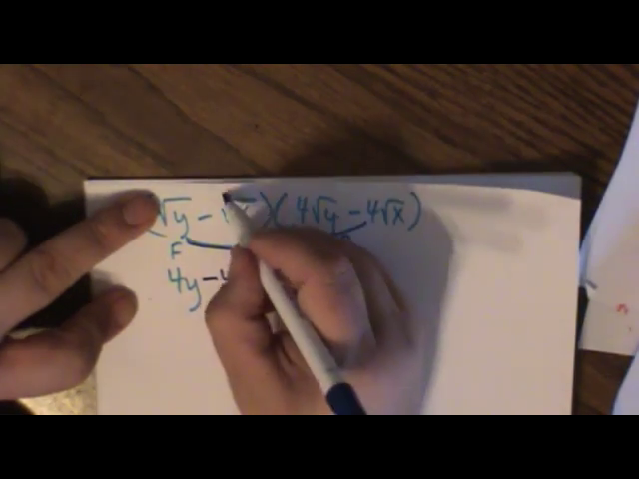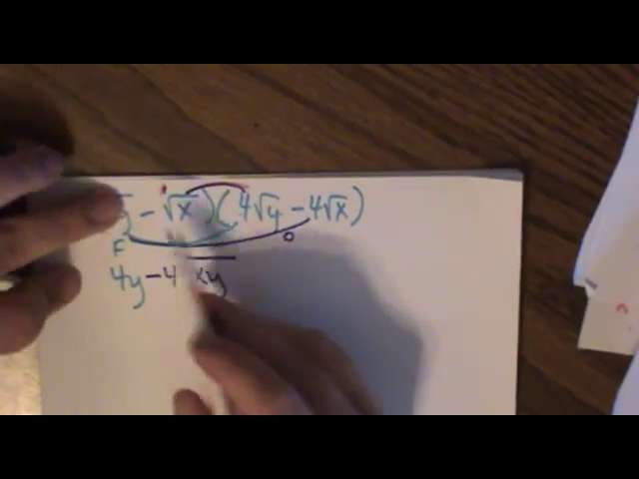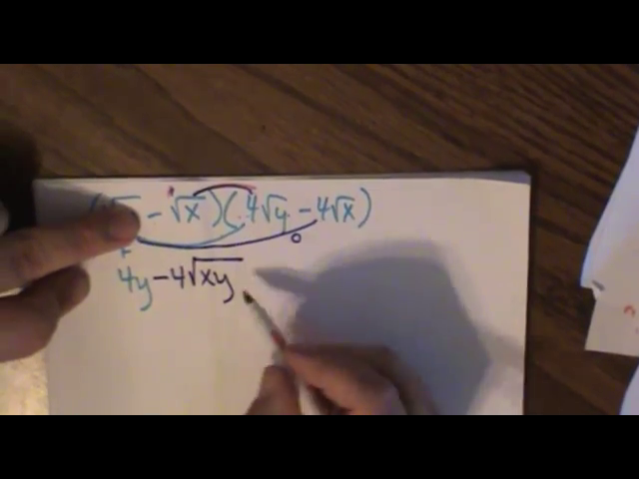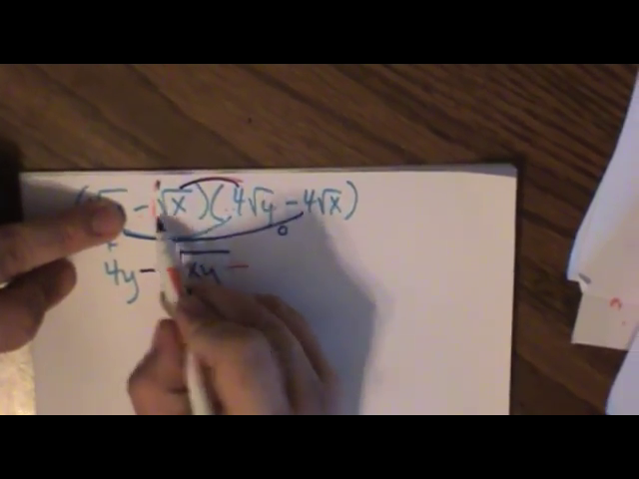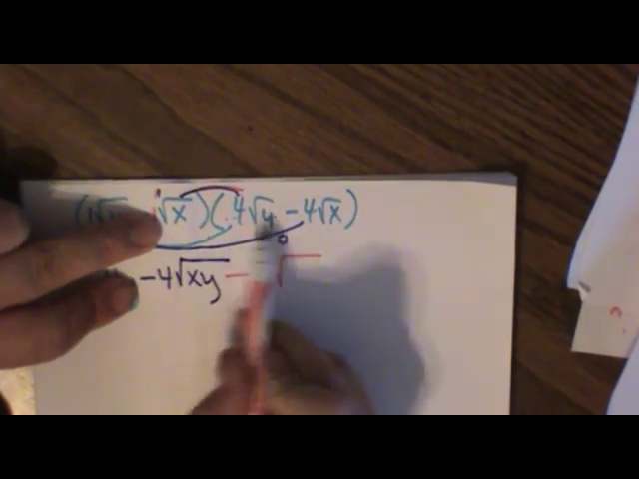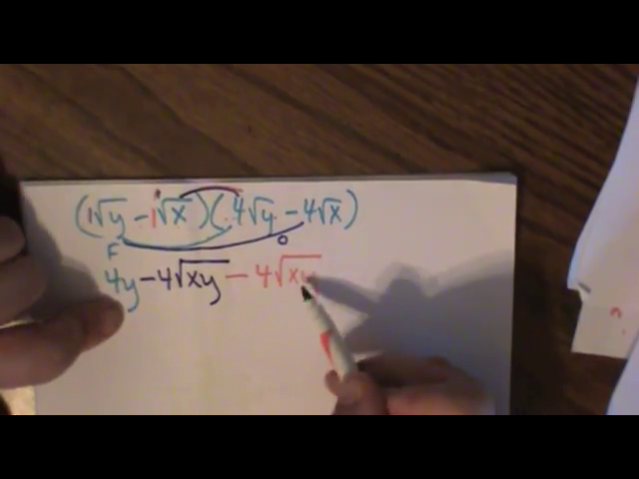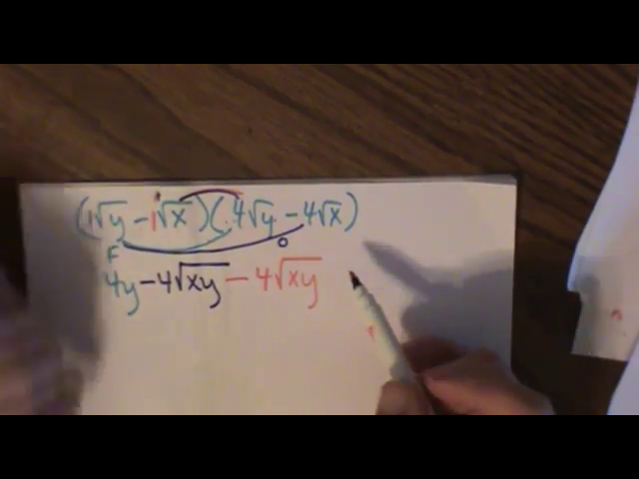Now let's do the I part, inner times inner. Negative times positive is negative. 1 times 4 is 4. And then our radical has x and y. And we can't pull anything out because they're different. So we're done with that one.